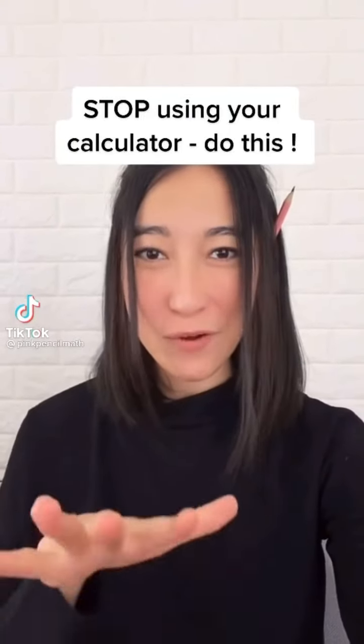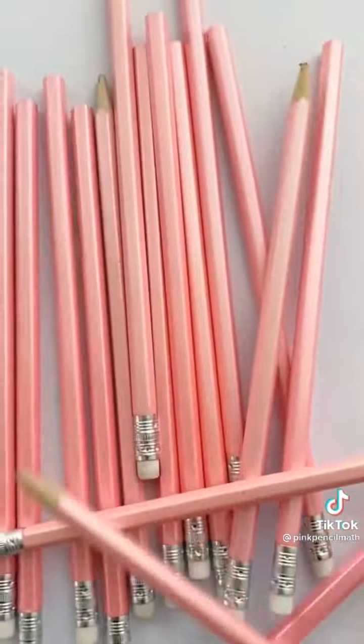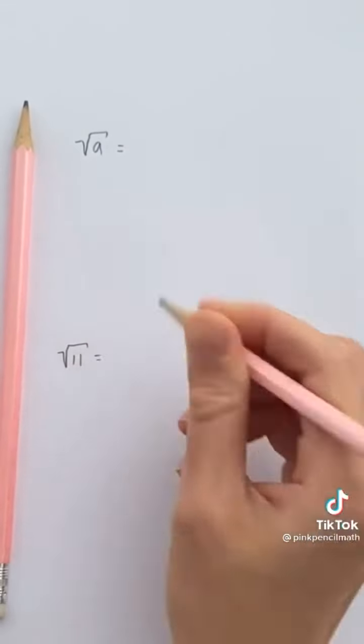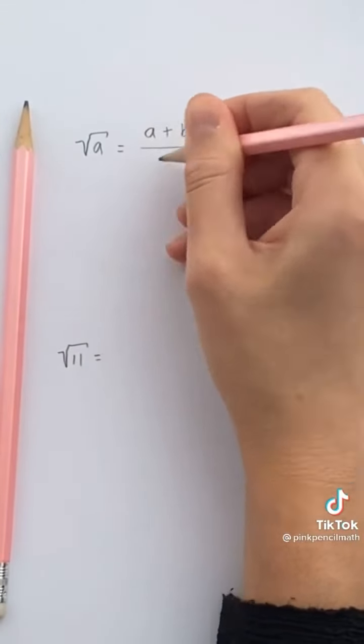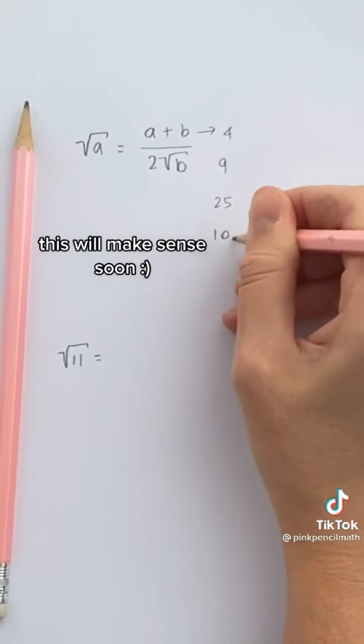If you want to find the square root of a number without actually finding the square root of that number, check this out. If you want to take the square root of any number in the world, let's call it a for now, it will always pretty much equal to this, where b is the closest perfectly squared number, like 4, 9, 25, 100, and so on.